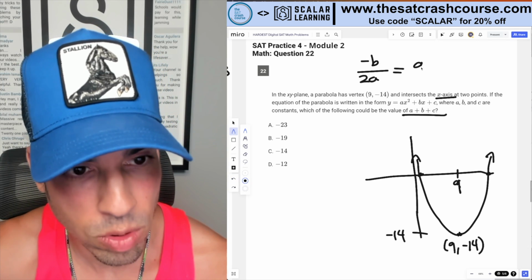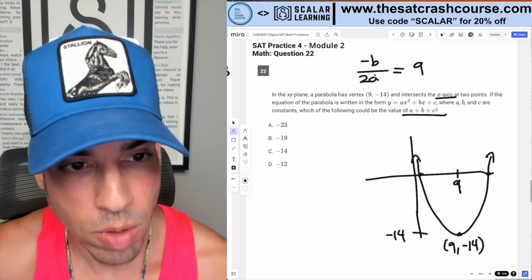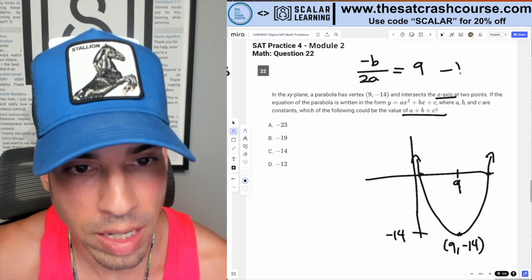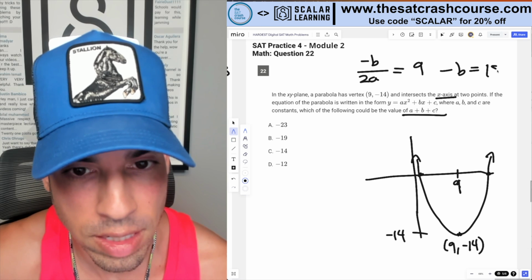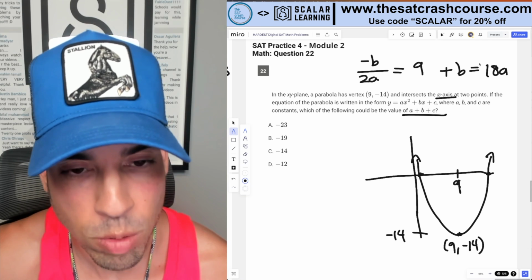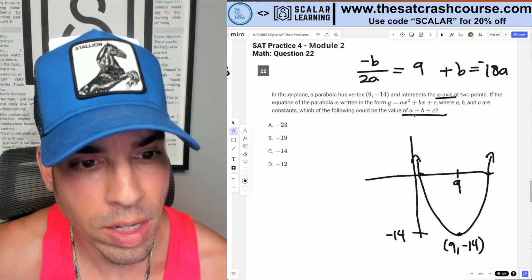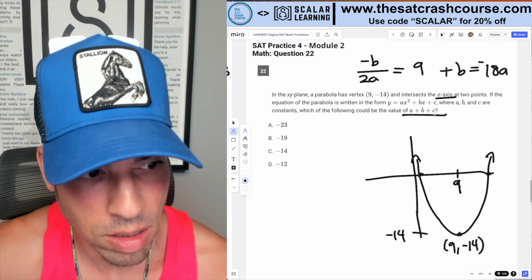That means this equals 9. So the reason why this is great is because I can right away multiply both sides by 2a, and we get -b equals 18a, or multiply both sides by -1, b equals -18a. Okay, so now I can start to substitute some values in to simplify this expression.